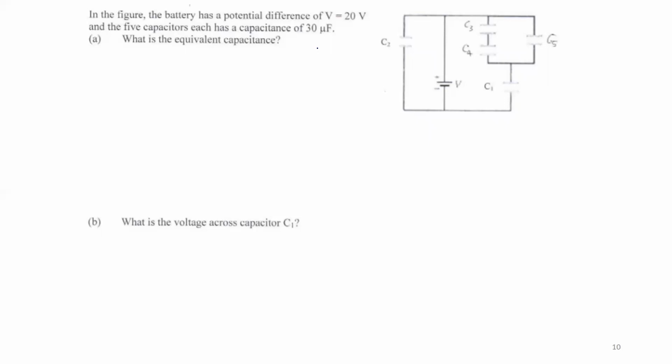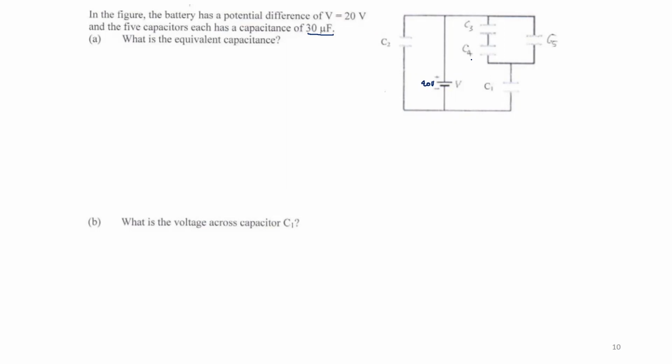Let's read the problem carefully. In this figure, as you can see, the battery here has an EMF of 20 volt. So let's write it down. This is 20 volt. And 5 capacitors, each has a capacitance of 30 microfarad. Okay, C1, C2, C3, C4, and C5.